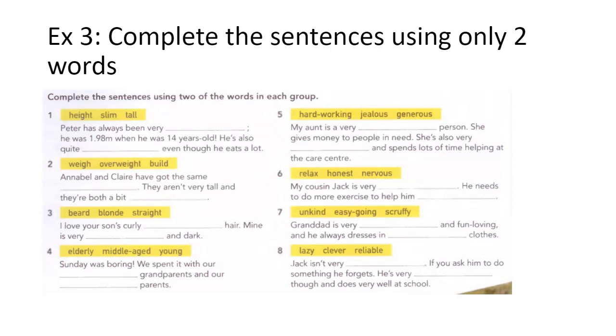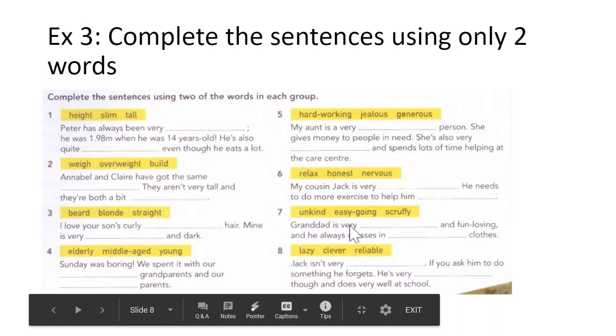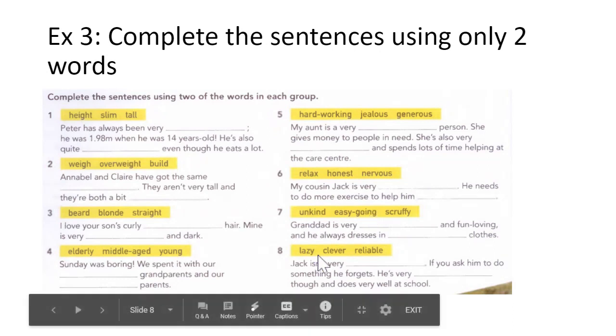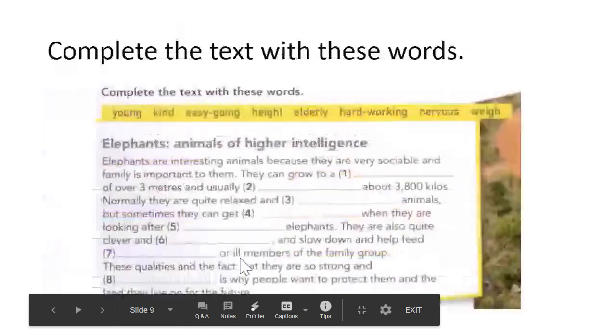Alright, let's sambung. Where are we? Okay, then relax, honest, nervous, unkind, easygoing, scruffy. Scruffy ni macam dia serabut lah. Dia serabut, okay? Tak terurus. Lazy, clever, reliable. Reliable, boleh berharap lah. Boleh diharap. Okay, we are coming to the last one already.